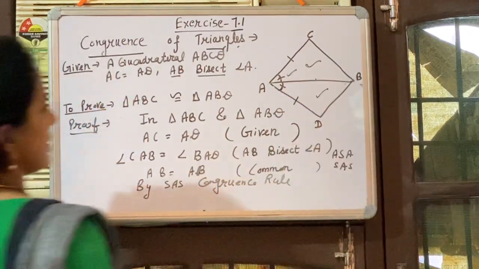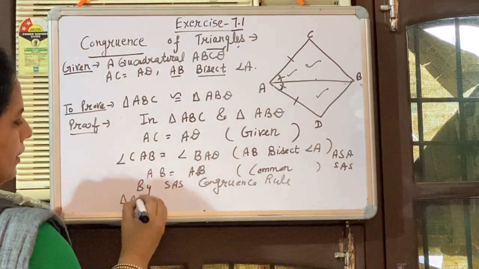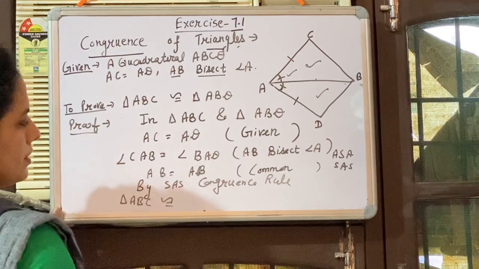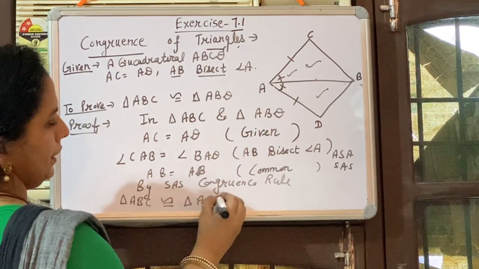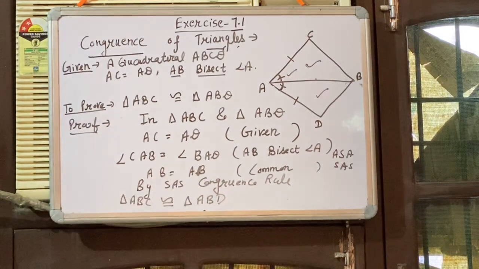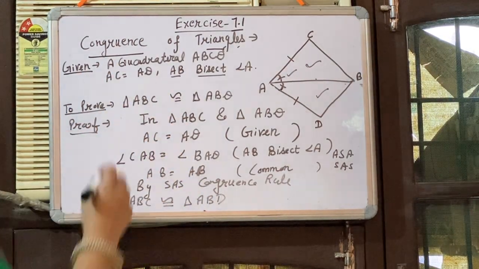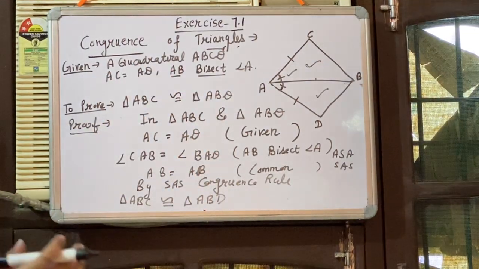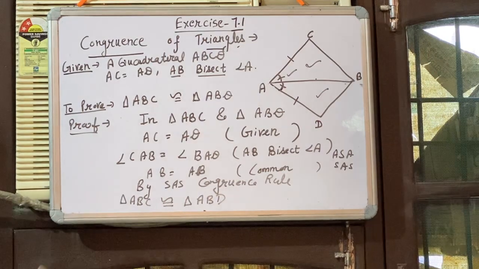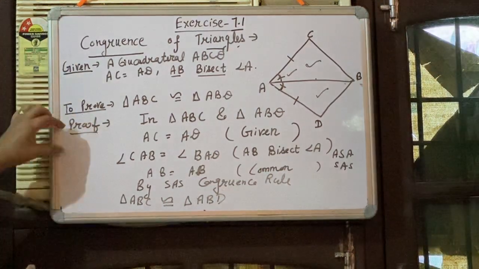These two sides are equal. These two triangles are equal. So triangle ABC is congruent to triangle ABD. So this is the main concept, and this is the system. You have to do this question in a systematic way. You have to write here given, to prove, and proof.